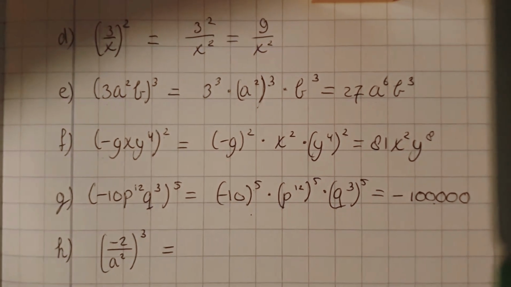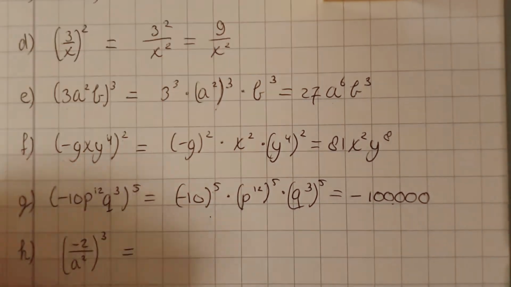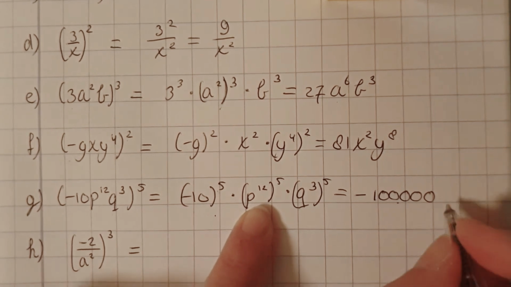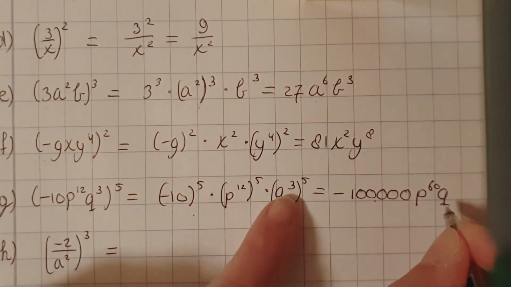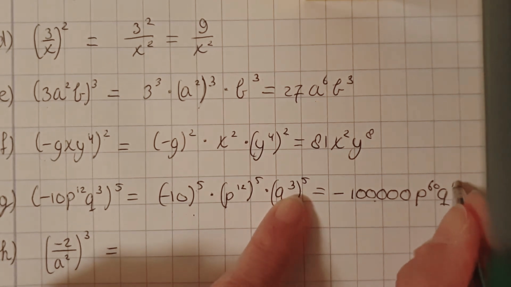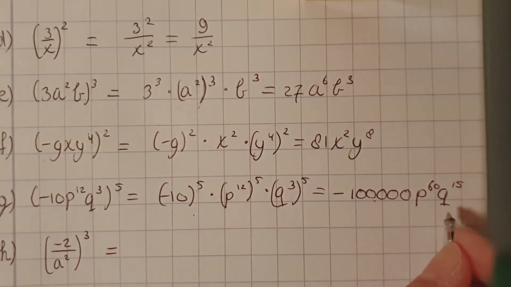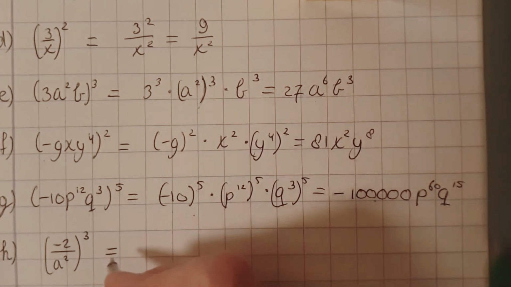Let me move this a little bit. Then you get p by the power of 12 by the power of 5. So that's p by the power of 60. And q by the power of 3 times 5 is 15. This is done.